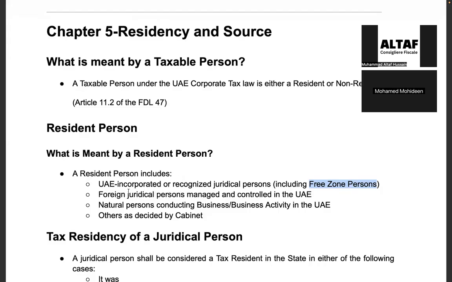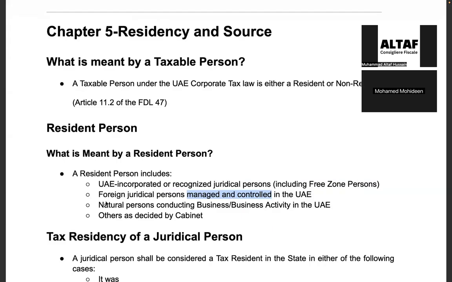So that's one category, all incorporated or recognized juridical persons. Then, foreign juridical persons managed and controlled in the UAE. You must have heard 100,000 times the word POEM, POEM, POEM. Have you? Place of effective management. Correct. So this line represents place of effective management in UAE. So it is a foreign company. It is not incorporated in UAE, but completely controlled from UAE. Managed and controlled in UAE.